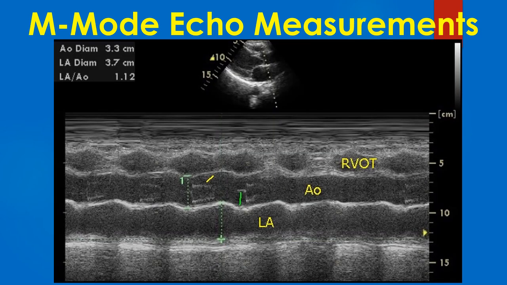This image illustrates the measurement of aorta and left atrium by M-mode. Aortic dimension is measured in end diastole, while left atrial dimension is measured in end systole.